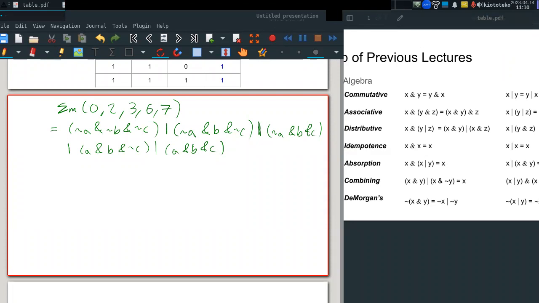You can do a substitution of variables. Say A and B is a single variable. So you have A and B and not C, and A and B and C. Let's choose another variable, D, where D is equal to A and B. So you will have D and not C, and D and C. By this property, D and the same variable complemented gives D, which is A and B.